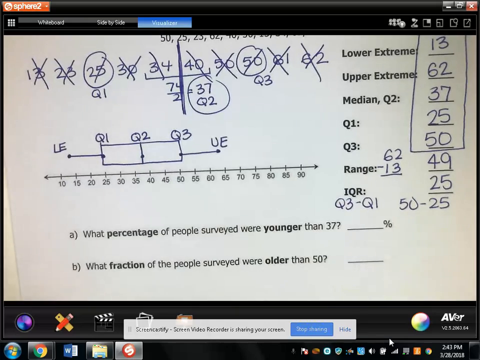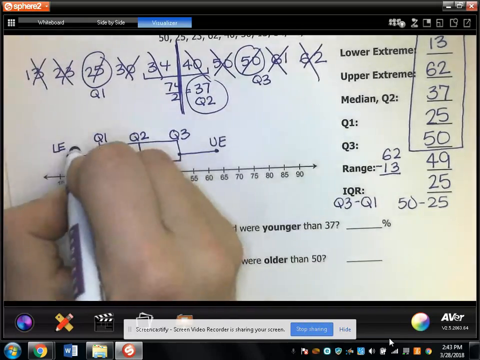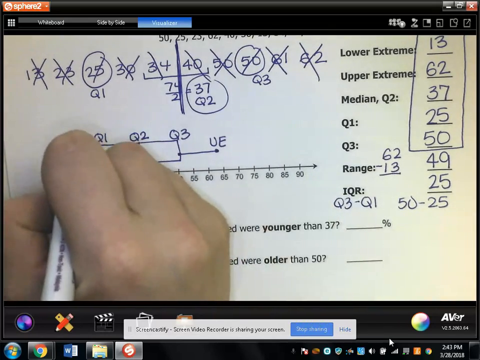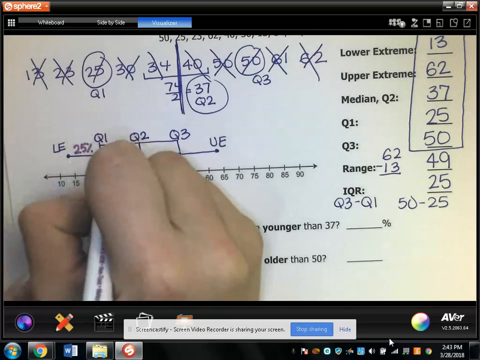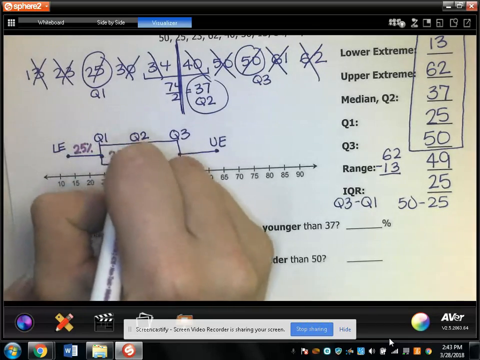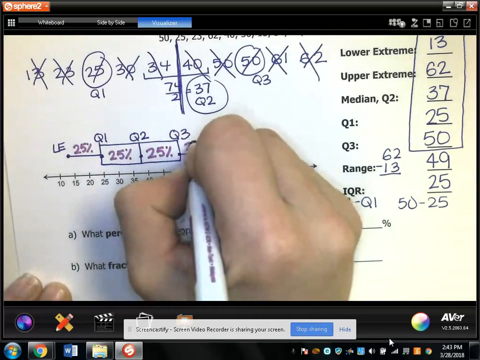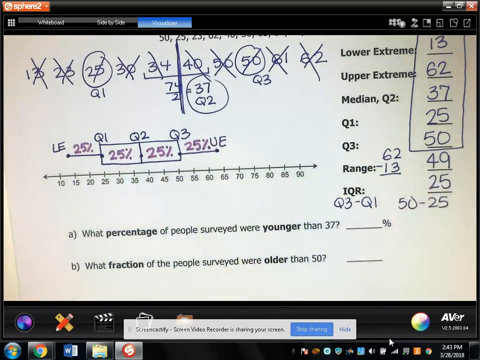All right, so basically what you have here is a box and whisker plot where each section, each quartile, is 1/4 of the data. So this is 25% of the data. This is 25% of the data. This is 25% of the data. And this is 25% of the data.